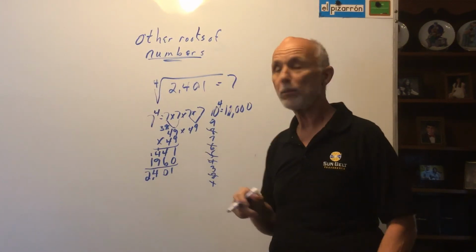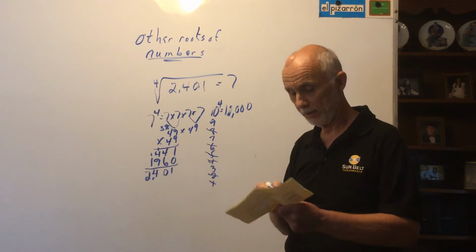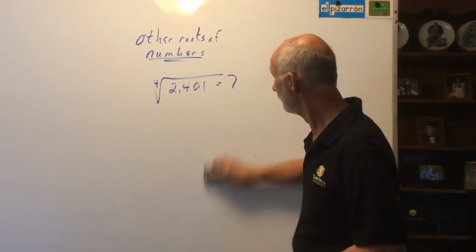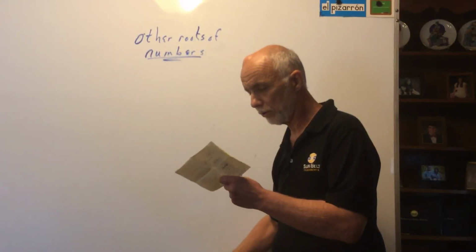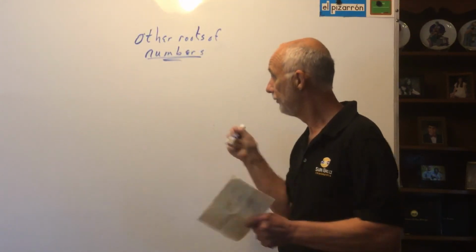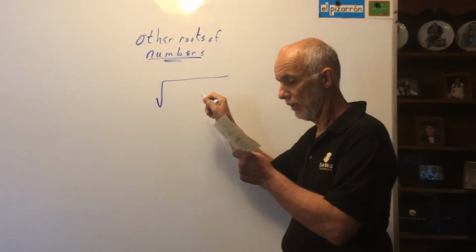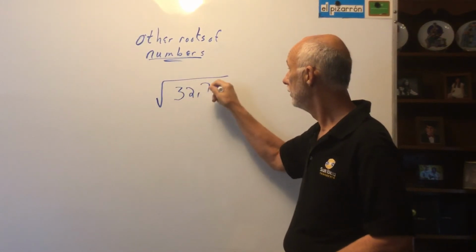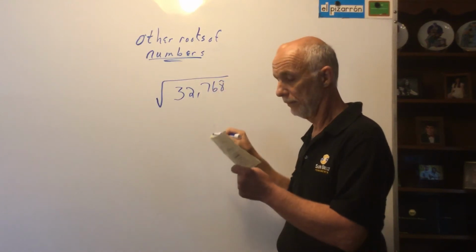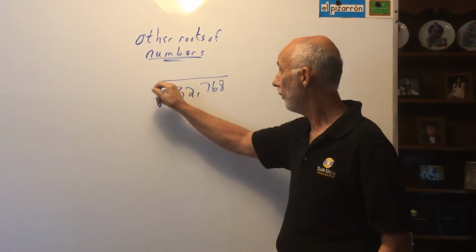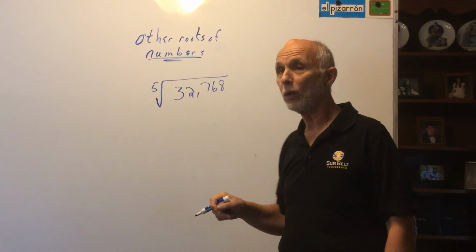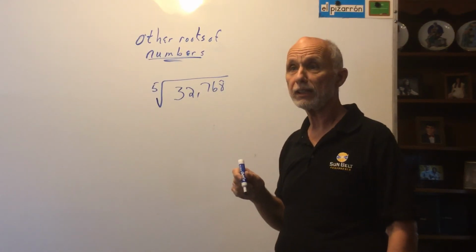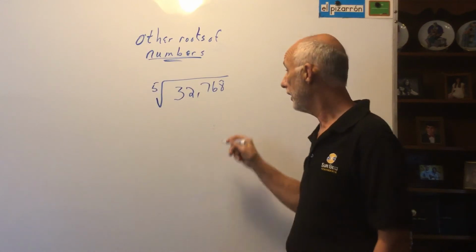Because what number to the fourth power equals 2,401? 7. Again, let's do another one. Let's do the fifth root of 32,768. And again, that means what number to the fifth power equals 32,768.